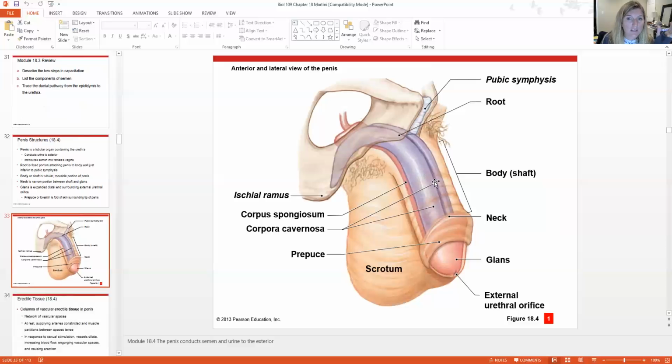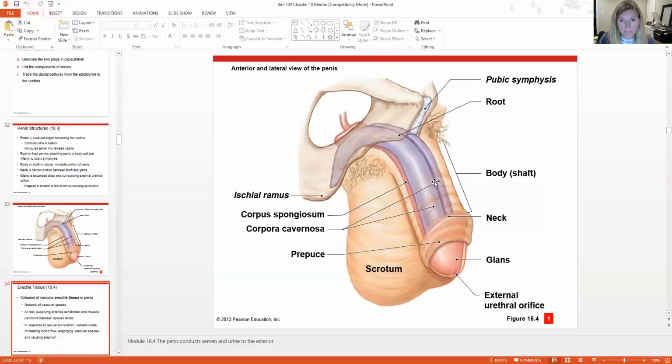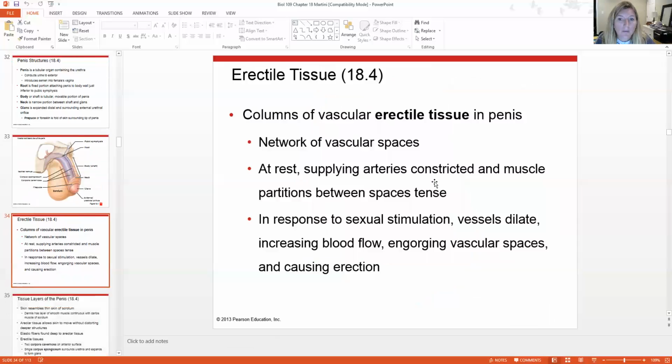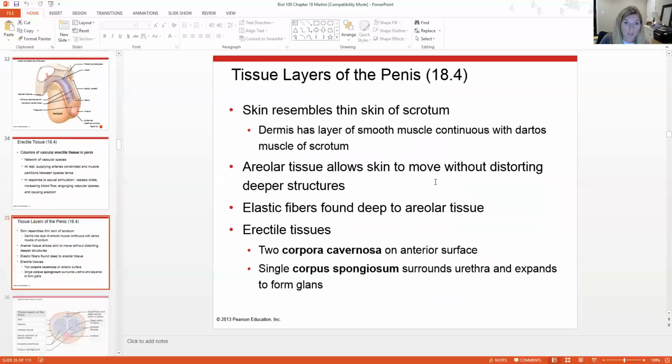The spongiosum is the extra tissue that's in there. So let's talk about this erectile tissue. It's a network of vascular spaces. At rest, the arteries are constricted. The muscle partitions between spaces condense. In response to sexual stimulation, the vessels will dilate, increasing the blood flow, engorging those vascular spaces, causing the erection.